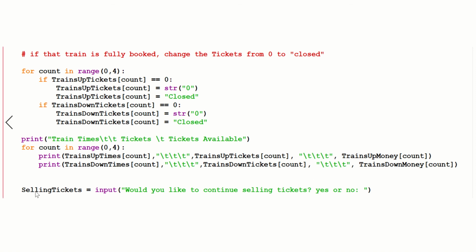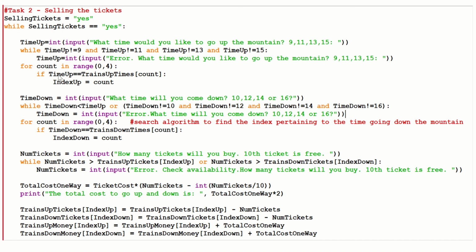And here selling tickets equals input, would you like to continue selling tickets, yes or no. So we would input, and if it's still yes, then the while loop would continue, and if it's no, then over here this while loop will not continue. Thank you.